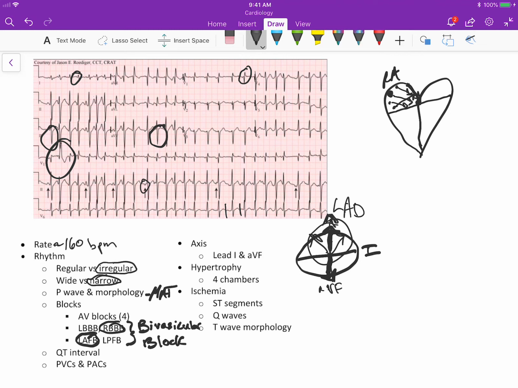All right, so for this EKG, I'm going to go ahead and call this multifocal atrial tachycardia with a right bundle branch block and a left anterior fascicular block, or multifocal atrial tachycardia with a bifascicular block.